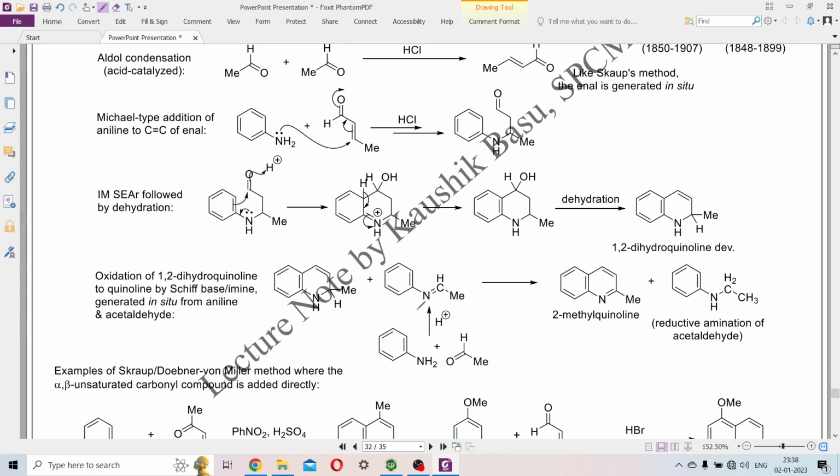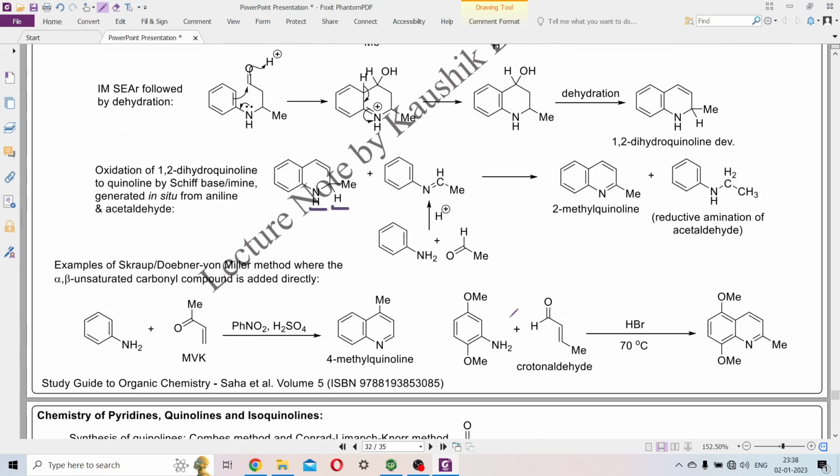So that's basically, we can say that this is a reductive amination of acetaldehyde, where acetaldehyde C double bonded O is replaced by N double bonded C of the aniline, and then this C N double bond linkage is reduced by the couple of hydrogens that are coming from here, and we get a secondary amine.